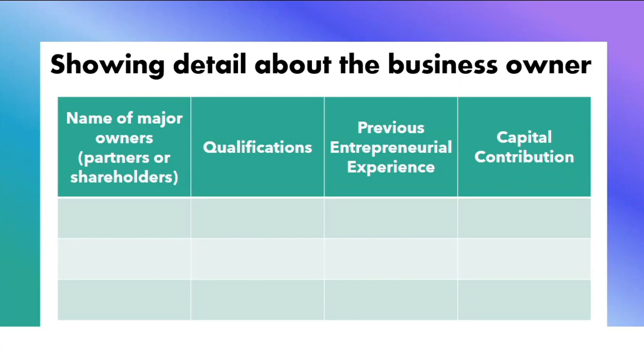So, first column, name of the major owners, their qualifications on the second column. For the third column is the previous entrepreneurial experience or yung background nila pagdating sa business or ano na yung mga naging experiences nila previously bago sila napunta with the organization. And then yung kanilang capital contribution. So pinapakita rin po ito sa isang organizational plan.